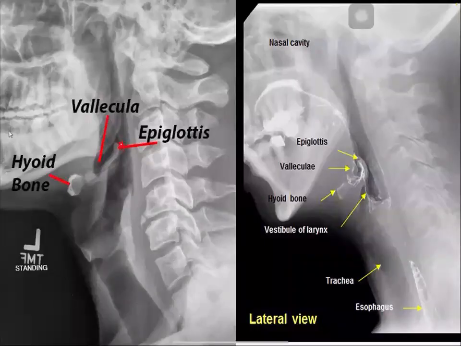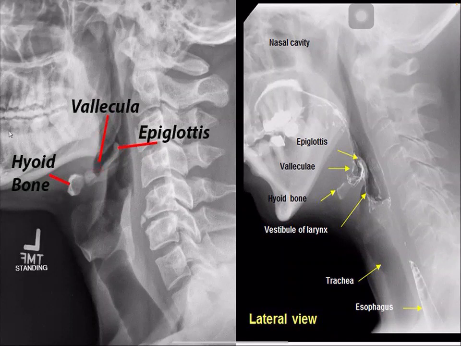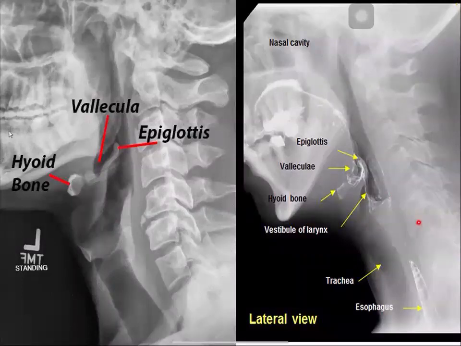This is a plain film just to demonstrate the vallecula. This is the epiglottis, this is the base of the tongue, and this is the vallecula in between. Here, when the contrast swallow is taken, this is the base of the tongue, this is the epiglottis, and this is the vallecula in between, containing contrast. Here is the esophagus, lying anterior to the cervical vertebra, and this is the contraction, showing the beginning of the esophagus. This is C6.